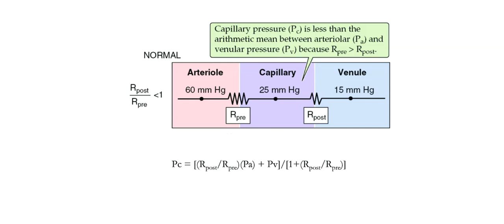That's what your PC is. That's the blood pressure that is inside of the capillary. Okay? It's not the average of the arteriolar and the venule. You can't just take the two, average them, and come up with the capillary pressure. You have to take into account the ratio of the resistance, okay? And you do that by taking the post to pre ratio times the arteriolar, and then adding that to the venule pressure. Then you divide that whole thing by 1 plus the post to pre.